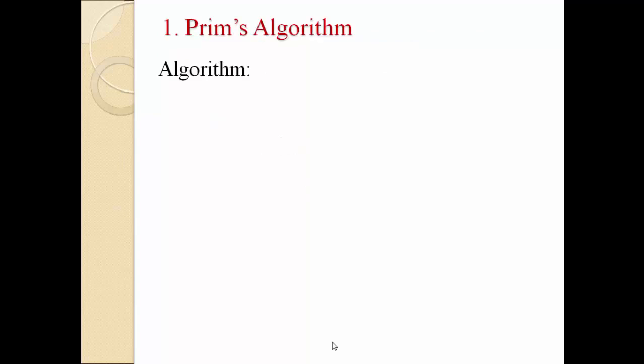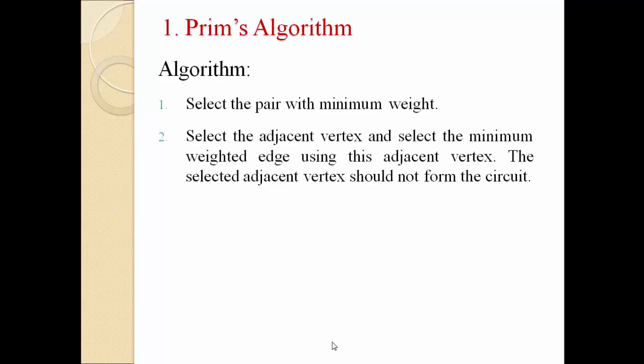That is Prim's algorithm to find the minimum spanning tree of any graph. As per the algorithm, the first step is to select the pair with minimum weight, because we are finding the spanning tree which has a minimum cost, so we have to select the pair which has a minimum weight. Second step is to select the adjacent vertex and select the minimum weight edge using this adjacent vertex. The selected adjacent vertex should not form a cycle.